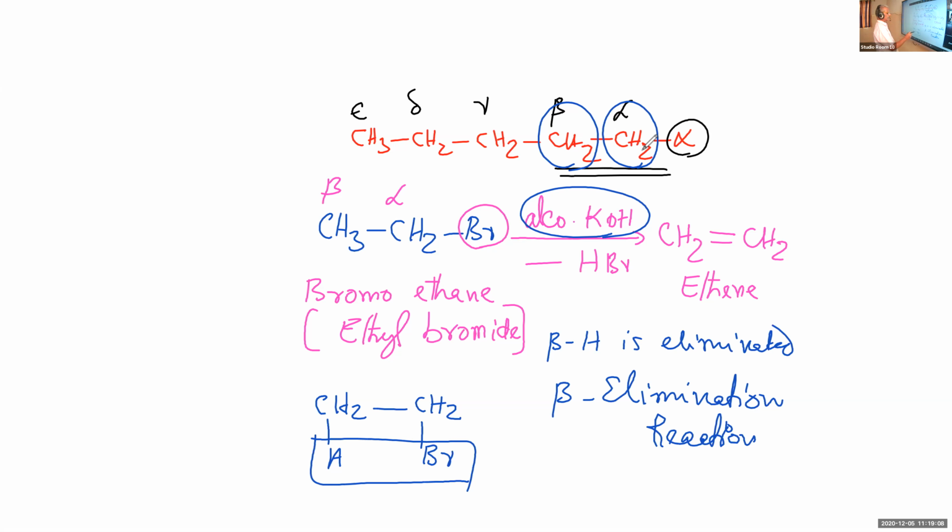Say this carbon is alpha and this is beta. So the beta hydrogen is eliminated. Okay, so there is a beta elimination reaction with the formation of an alkene. We have to see one more reaction for the production of alkenes, and it is the acidic dehydration of alcohols. The third method.